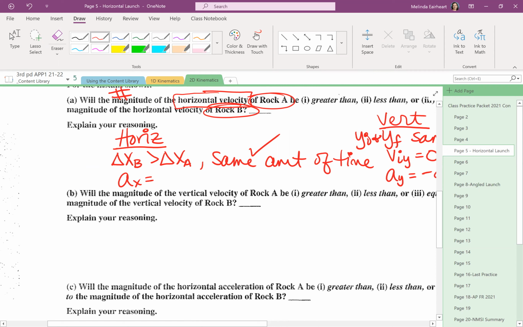The second it leaves our person's hand, it is in free fall. It may not be going straight up, straight down, but the only thing working on it is what? Gravity, and that's how we define free fall, right? And so it's in free fall. Gravity only affects the vertical. What's changing the horizontal velocity?